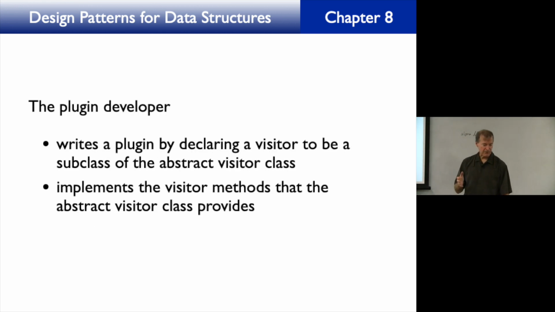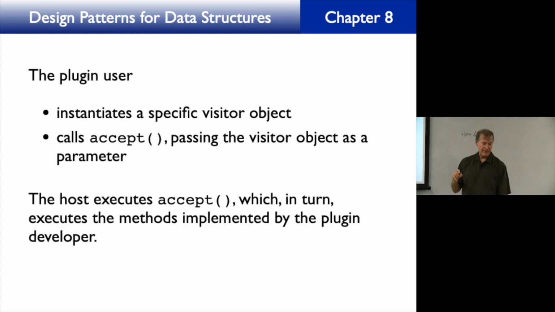And so the plugin developer writes a plugin by declaring a visitor to be a subclass of the abstract visitor class. And the plugin developer implements the visitor methods that the abstract visitor class provides. All right? And the plugin user, how does the plugin user use it? The plugin user instantiates a specific visitor object. So to use this functionality, you have to set up your own little visitor, and then call accept.